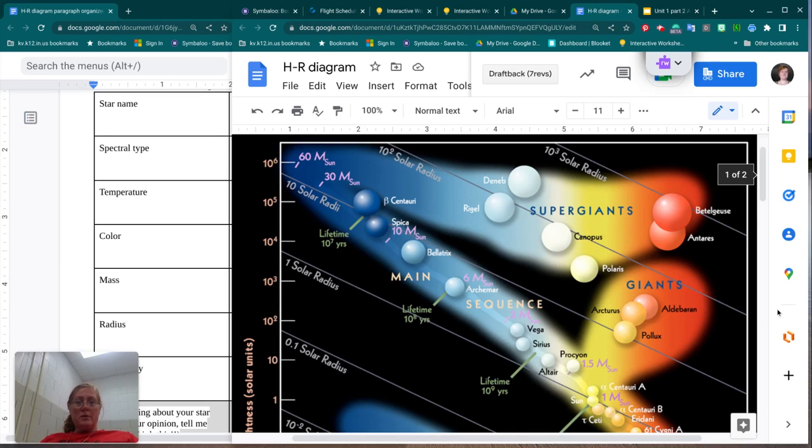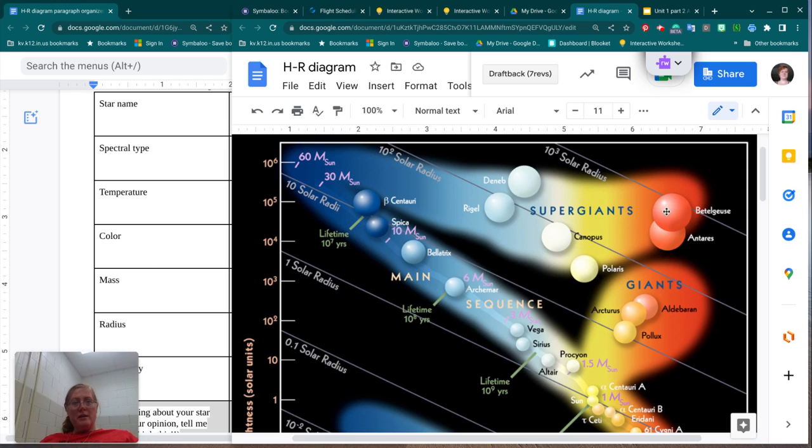Hello. Today I'm going to go over how to read the HR diagram. This is a great review before tests, before finals, whatever. Here I'm going to use Betelgeuse again, and I have my HR diagram organizer pulled up just to make sure that I hit everything that I want you to be able to read.